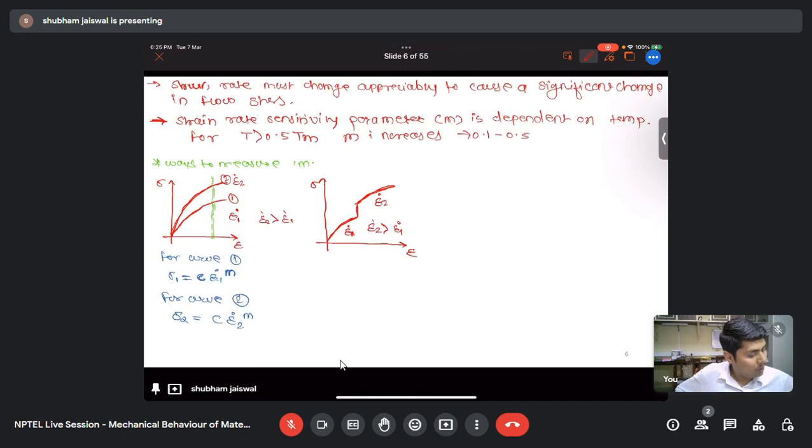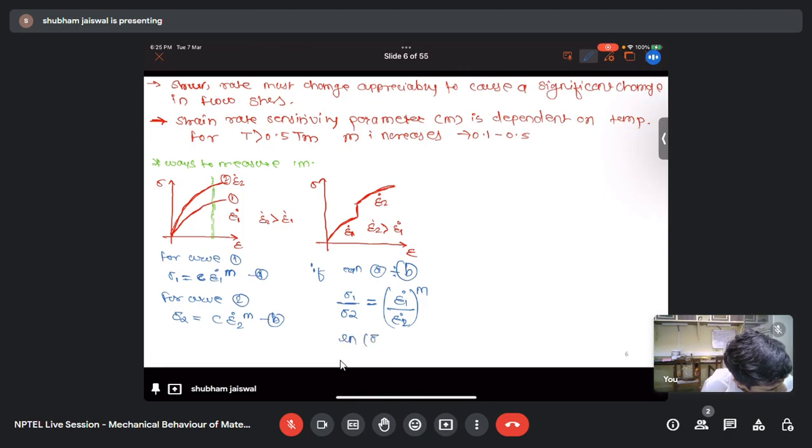So now if I divide these two equations, that is equation A by B, what will I get? I will get some equation something like this: sigma 1 divided by sigma 2 equals the ratio of the strain rates to the power m. And if I want to find out m, I will take a logarithm on both sides. So I will get an equation something like this. And this way we can calculate the value of m.